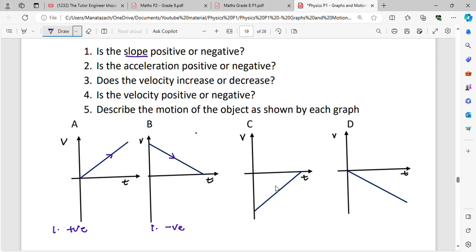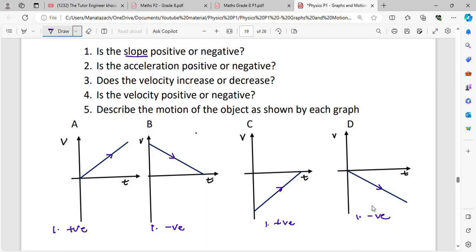Here just notice that the slope is going up. As long as the slope is going up, it means that the slope is positive. So here the slope is facing downwards, so we're going to say it is negative.